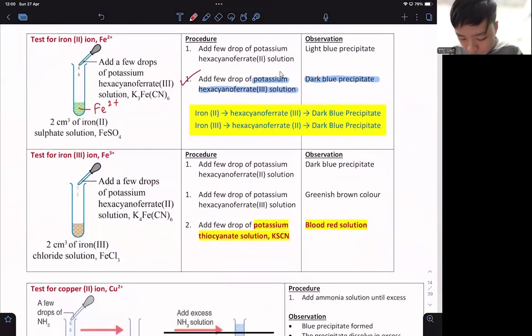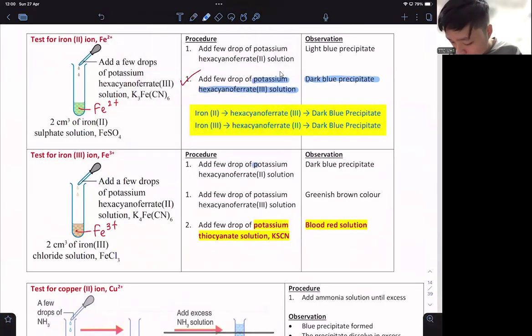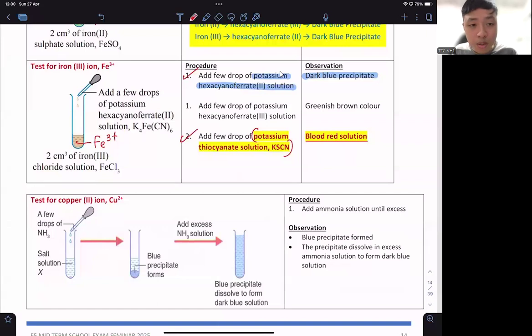For Fe3+, how do we prove inside you have Fe3+? You add potassium hexacyanoferrate(II), and you get a dark blue precipitate. Or you can also use potassium thiocyanate solution. For Fe3+, you get the blood red solution. Both tests prove inside you have Fe3+.